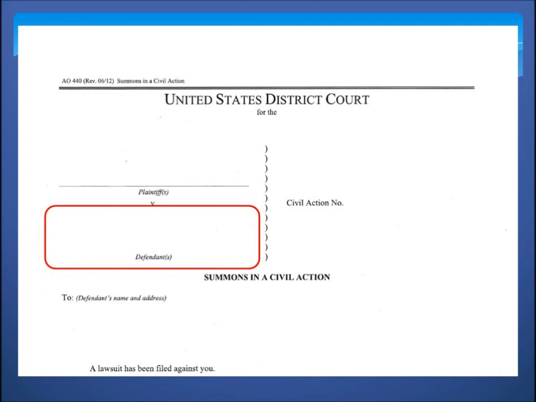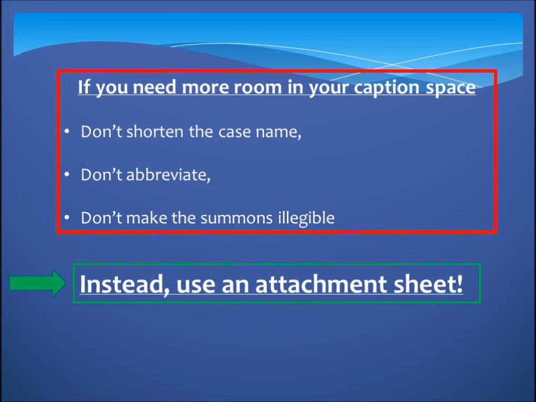What do you do if the names of all of your defendants will not fit in the caption space provided on this summons form? Remember, the caption space on your summons form must match the caption space on your complaint exactly, word for word. But the caption space on AO-440 is awful tiny. If you need more room in your caption space on a summons, don't ever shorten the case name, don't ever abbreviate names, and don't ever make your summons illegible by trying to squeeze in too much information. If you need more space, we recommend that you use an attachment sheet.